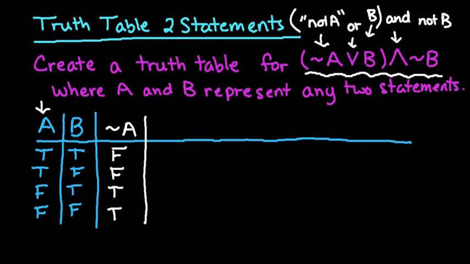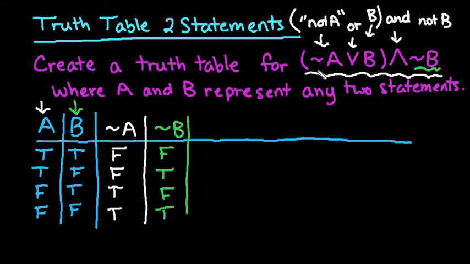Okay. We also see that we have a not B, so I want to find the complement of B also. Okay, so if B is true, then not B is false. If B is false, then not B is true. B is true, not B is false. And false becomes true.